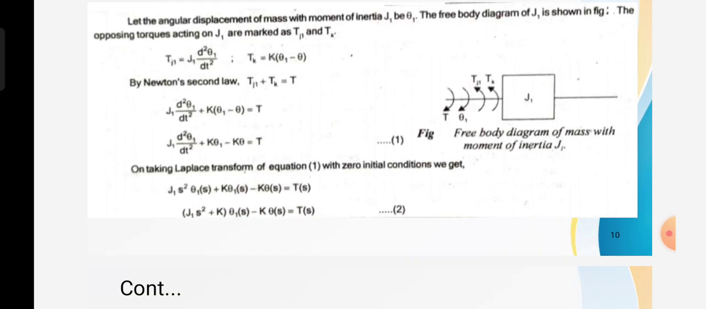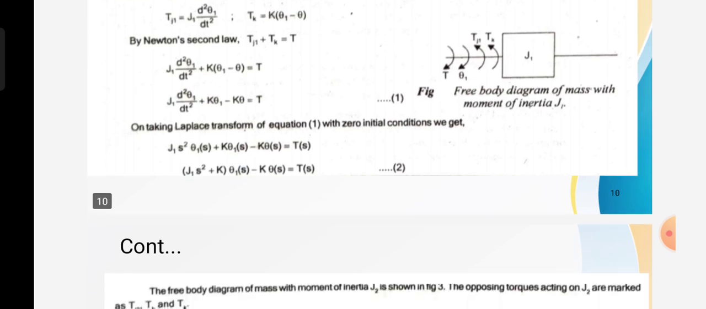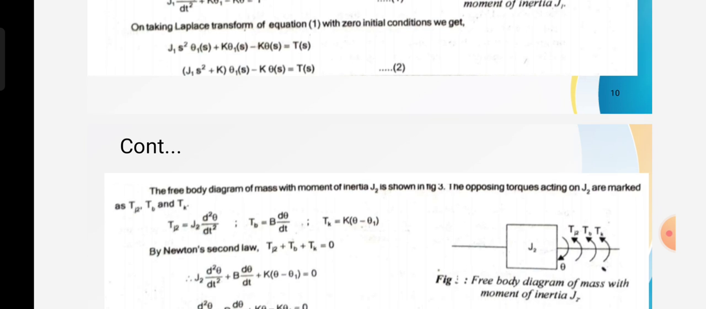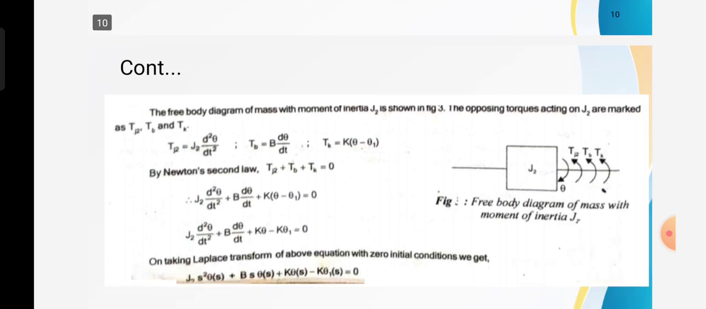Now taking the Laplace transform of equation 1 with zero initial conditions, J1 s square theta 1 of s plus k theta 1 of s minus k theta of s equal to T of s. Taking the common element theta 1 of s, J1 s square plus k into theta 1 of s minus k into theta of s equal to T of s. This is equation 2.